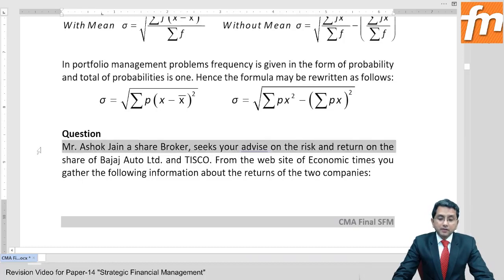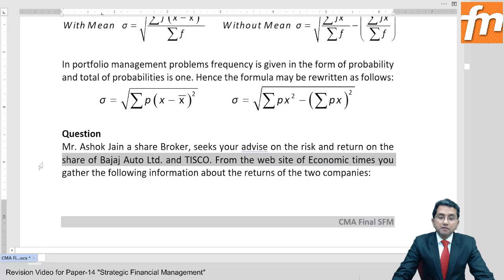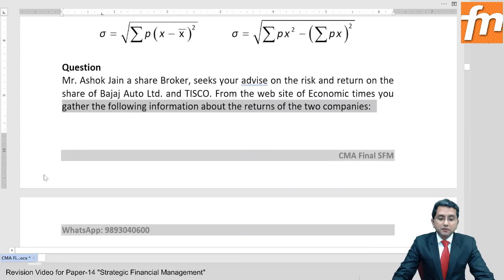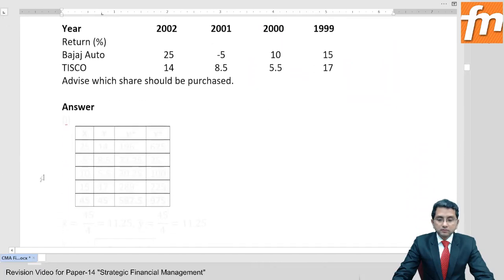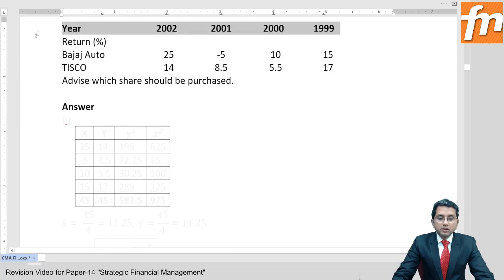Mr. Ashok Jain, a share broker, seeks your advice on risk and return of shares of Bajaj Auto Limited and Tisco. You want to calculate return and risk for Bajaj Auto as well as Tisco. From the website of Economic Times, you gather the following information about return of the two companies. So years 99, 2000, 2001 and 2002. It means these are historical returns.